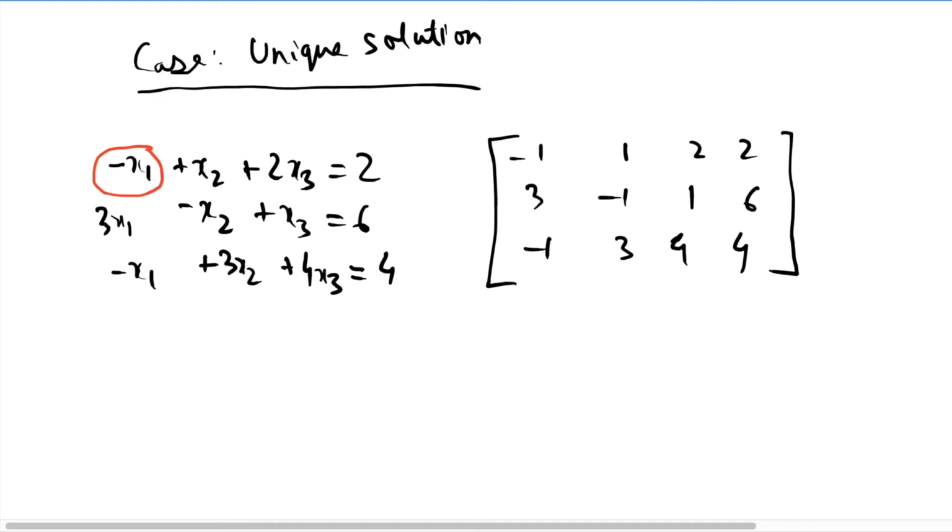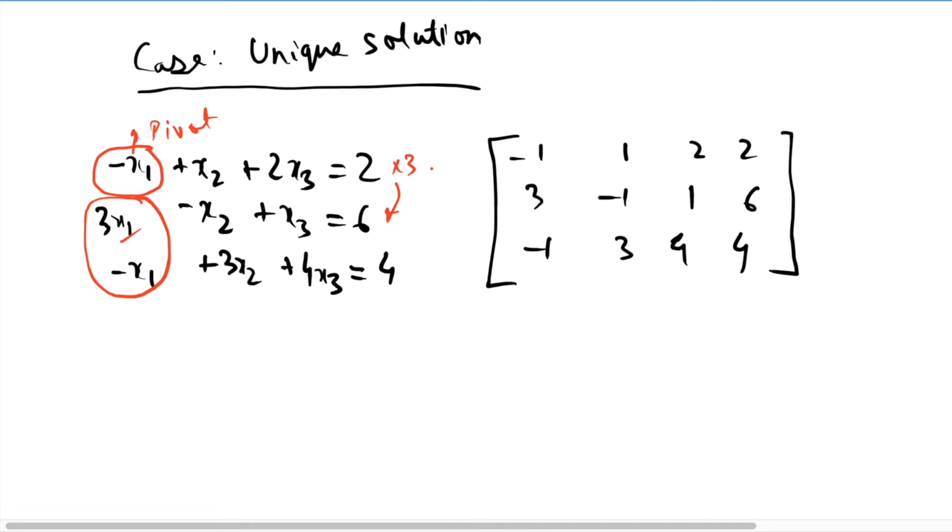So this guy becomes the pivot, and we are going to eliminate the pivot, that is x1, from all the rows below it. So we have to eliminate x1 from row 2 and row 3. To do that, you can multiply the first equation by 3 and add it to the second equation to get rid of x1 here.